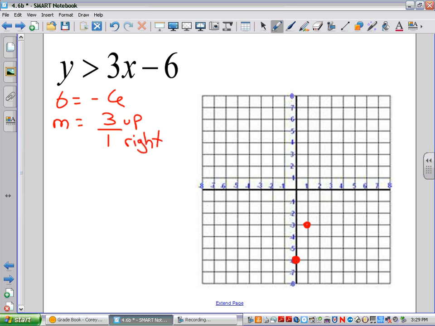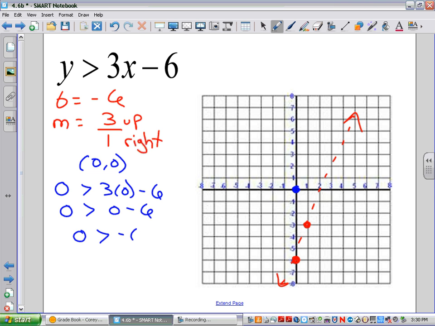Mark that point. Now look carefully. Is it a solid line or going to be a dashed line? And this one is a dashed line, because the symbol's not underlined. Then I do everything else the same, of course. 0, 0, I'll mark it over here. 0, 0 is the origin. Let's plug this in. 0 is greater than 3 times 0 minus 6. Or 0 is greater than 0 minus 6, which means 0 is greater than -6.